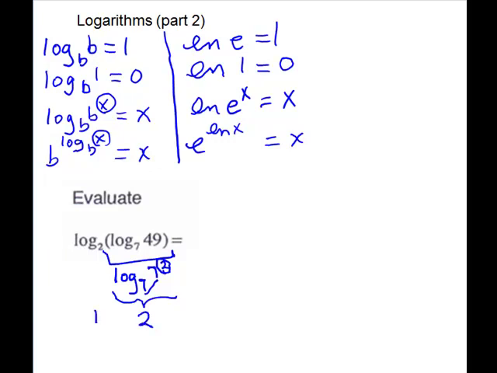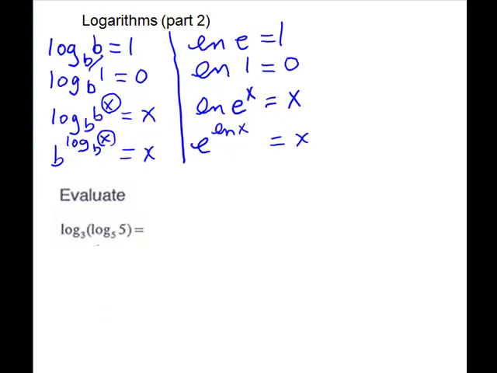So we're going to take the log base 2 of 2, and that is our first one because our bases are the same. Log base 2 of 2 is going to be 1. So the answer to this entire expression is 1.